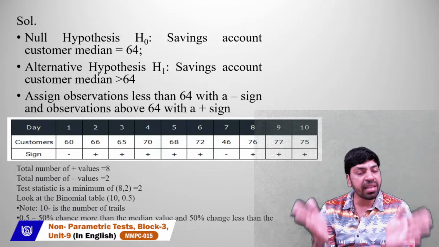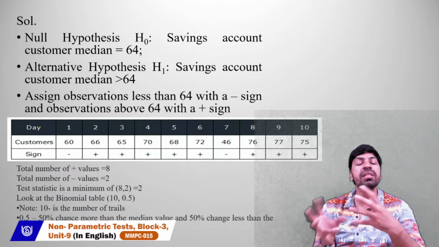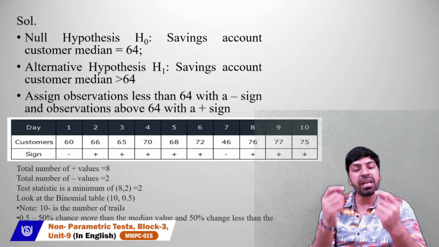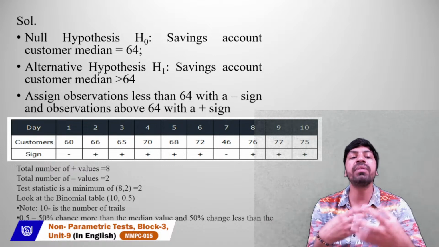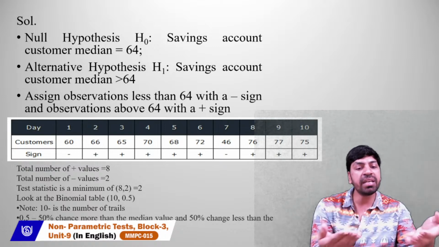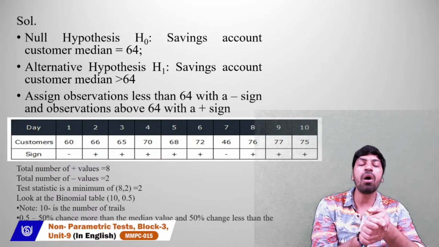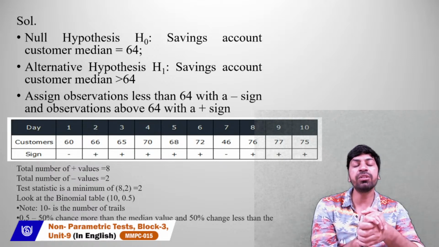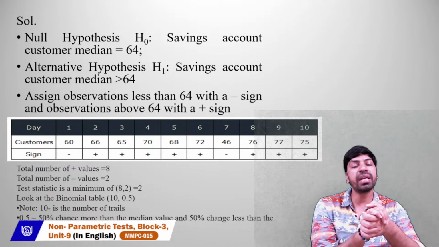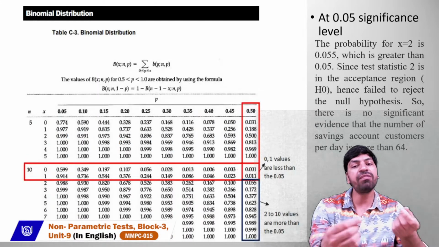We have to formulate the hypothesis based on the question. Then we check the positive and negative signs. Then we check which is the minimum value from the negative and the positive numbers. Then we get 2 over here. Then we look up the binomial table for the total number of observations and the 0.50 probability value.